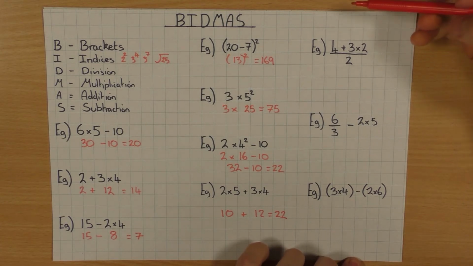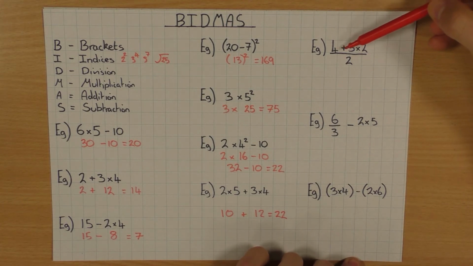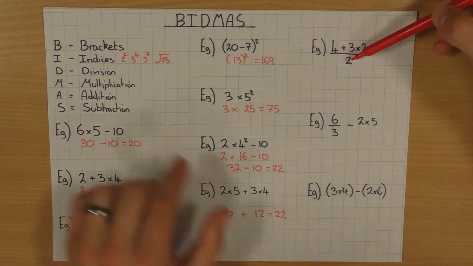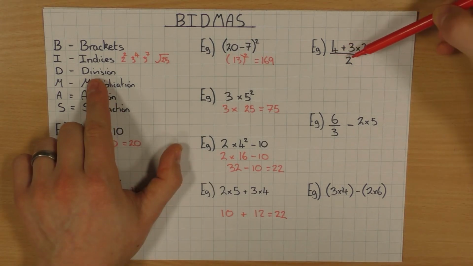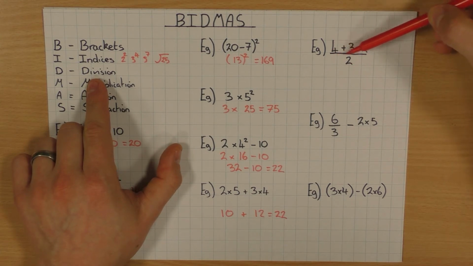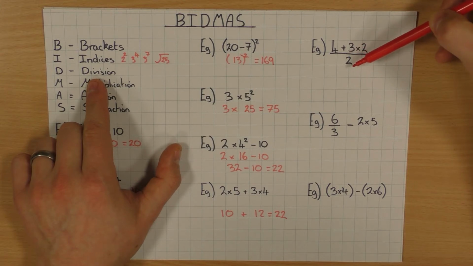Now this next one's an interesting one because we've got an addition, a multiplication, and a division. In theory, we would do the division first, but I can't actually do the division because I don't know what number is on the top here. So in this situation, we have to work out what's on top, and then we can divide it by 2.